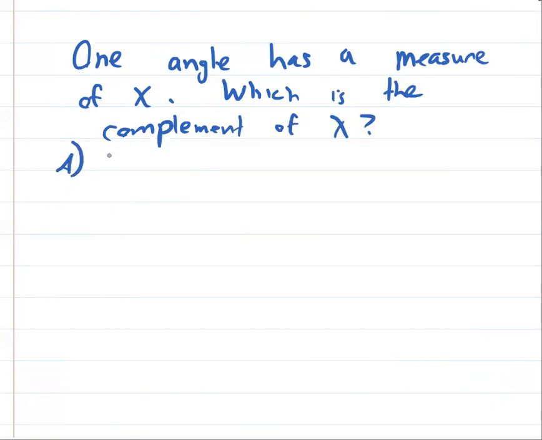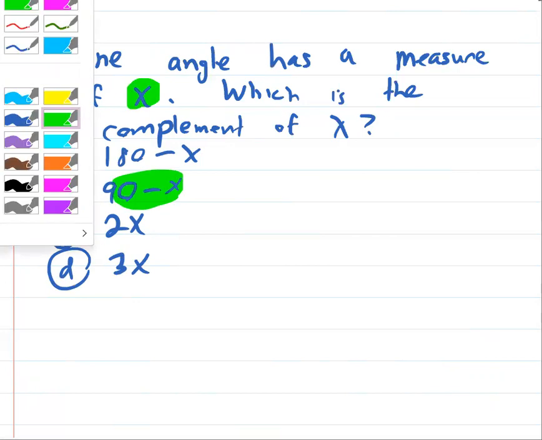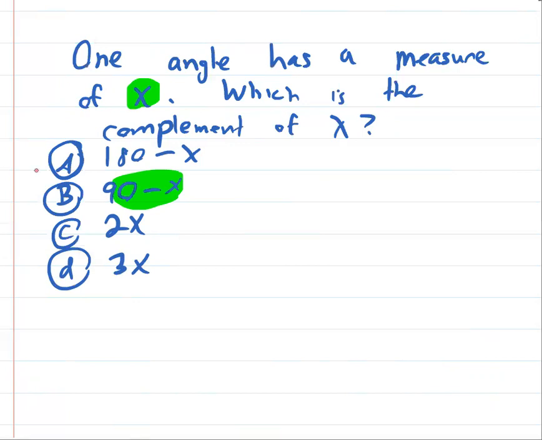So one of them might be 180 minus x. The other one might be 90 minus x. The other one might be, let's say, something like 2x or even 3x. So the definition that we came here to show you today is that if we're looking for complementary angles, x and 90 minus x is a fancy way of saying the complement. So the nice, easy answer on this question is B. 90 minus x is the complement of x.